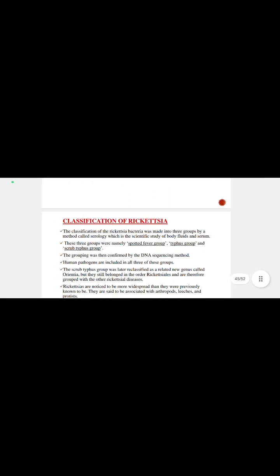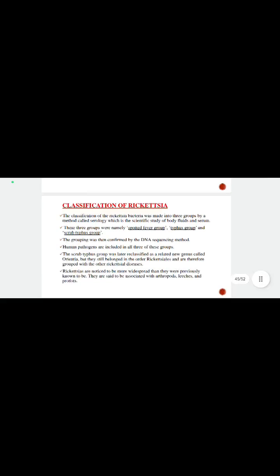Then the classification of rickettsia. The classification of the rickettsia bacteria was made into three groups by a method called serology, which is the scientific study of body fluids and serum. These three groups were namely spotted fever group, typhus group and scrub typhus group. The grouping was then confirmed by the DNA sequencing method. Human pathogens are included in all three of these groups.